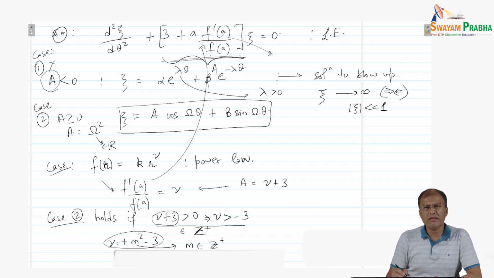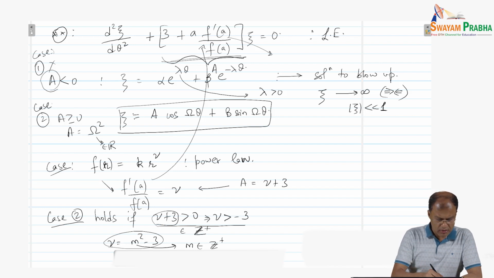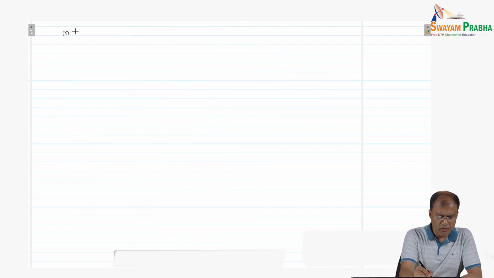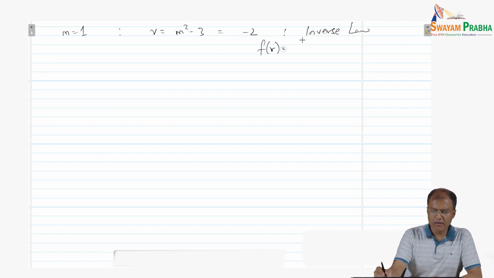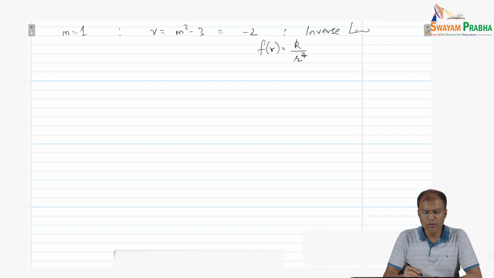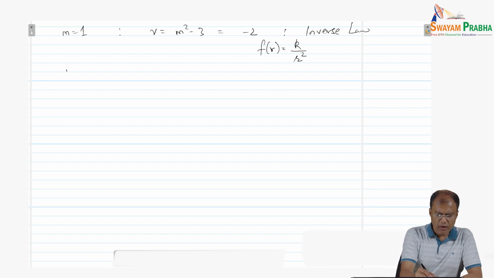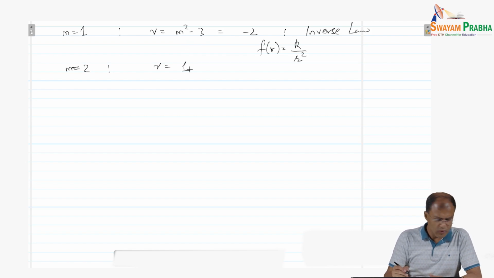Now let us look at some specific cases of nu. What happens when m is equal to 1? So nu, which is m square minus 3, I get that nu is equal to minus 2. So m equal to 1, which is nu equal to minus 2, is the inverse square law, right? So we see that my f of r is k by r to the power 2. Now for m equal to 2, nu is 1.